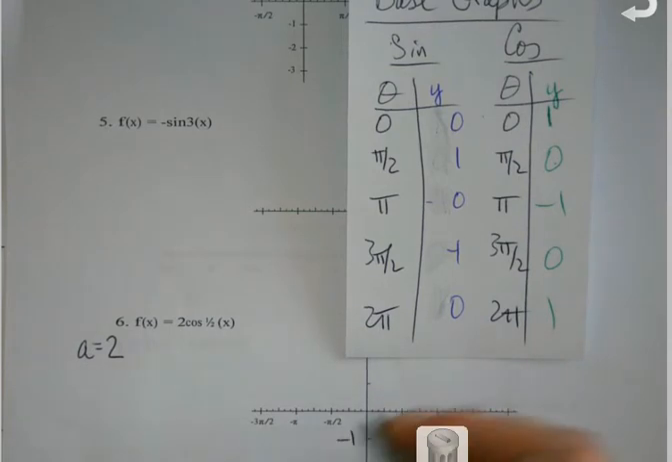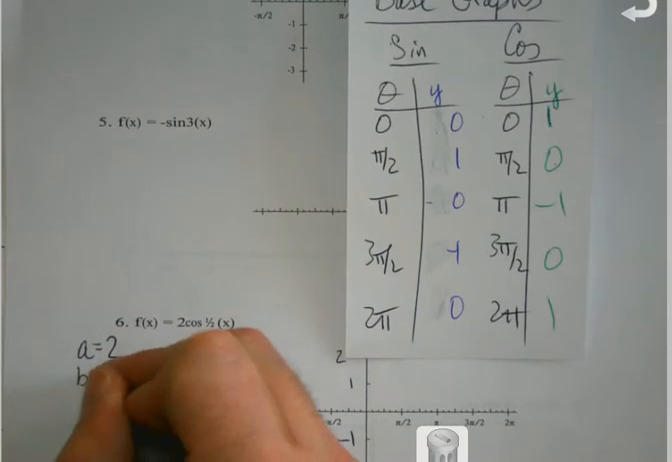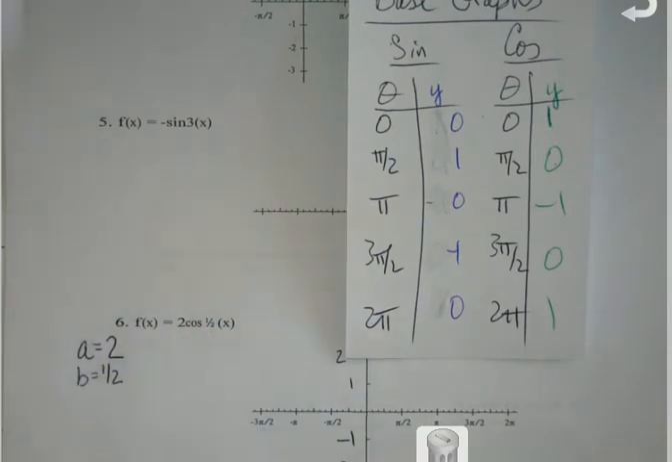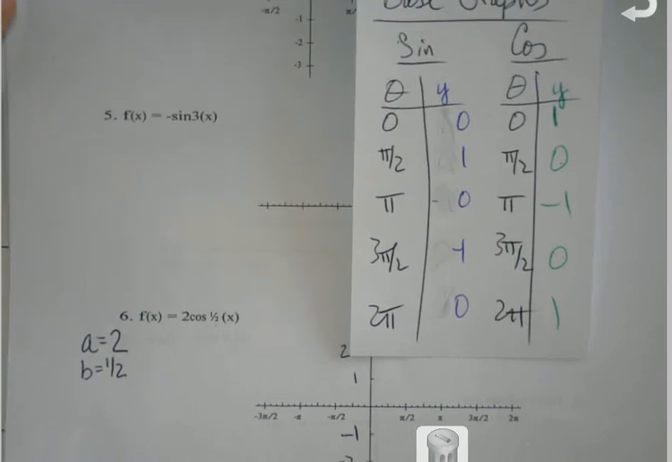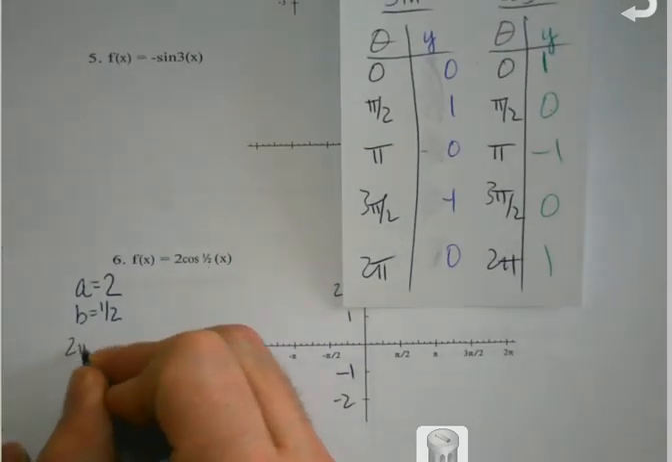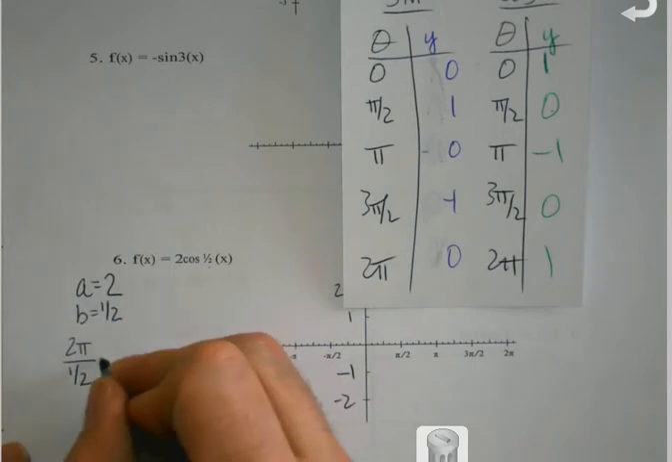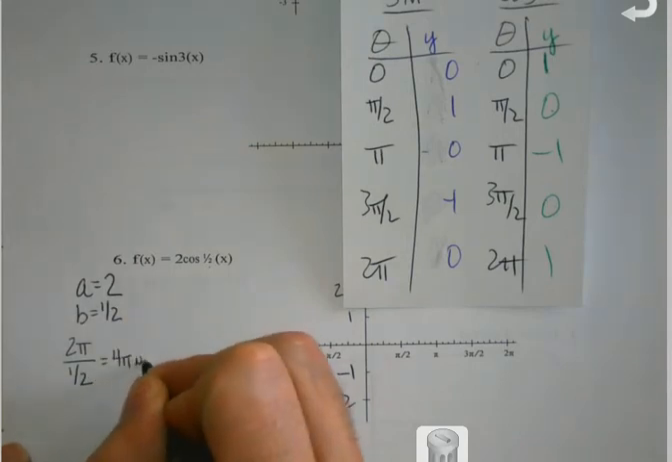So it helps me to notice that I'm going to be going up and down a little bit higher than I normally would. The value right in front of x is my b value, which is going to change my period. On sine and cosine graphs, that period is always 2 pi. So if I take 2 pi and divide it by 1/2, and again, dividing by a number smaller than 1 makes it bigger, means my new period is going to be 4 pi.